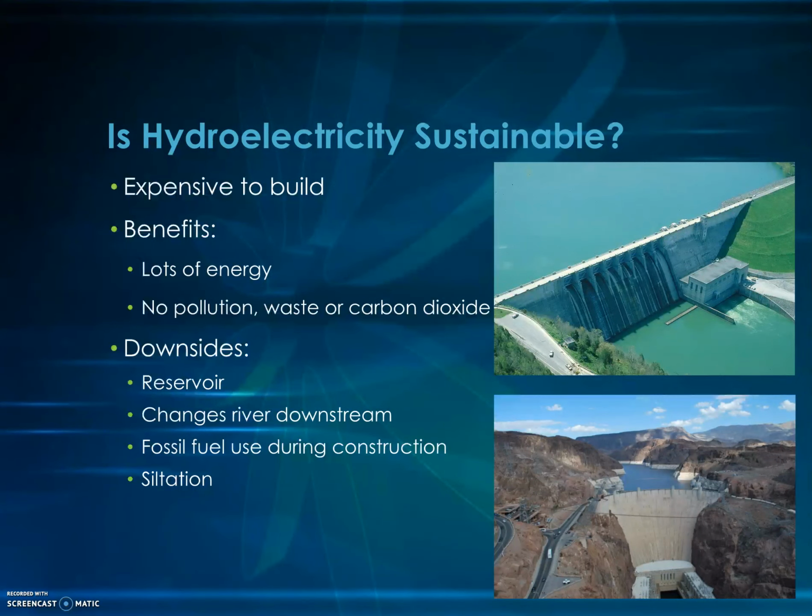Is it sustainable? It's expensive to build. The benefit is it generates quite a bit of energy. There's no pollution or waste or carbon dioxide. But the downsides are you do have that reservoir. It changes the river flow downstream. Fossil fuels are used during construction. Siltation, there's a lot of silt that's built up behind. There's floodlands behind. It can hold heat, so that water can trap a lot of heat in it, and it will have less oxygen because it's not flowing. It can alter the dynamics of that stream. We might need things like fish ladders, things like that all factor into hydroelectricity.